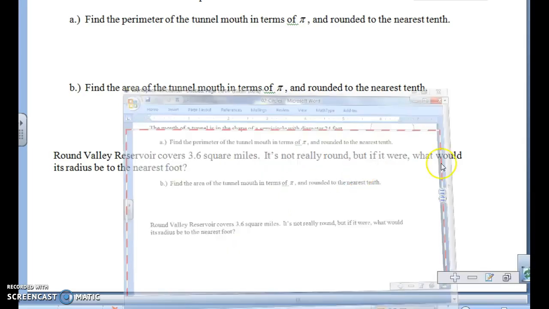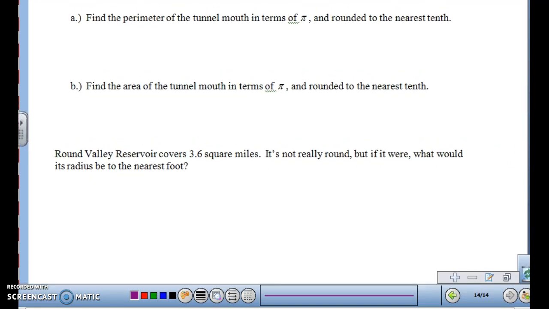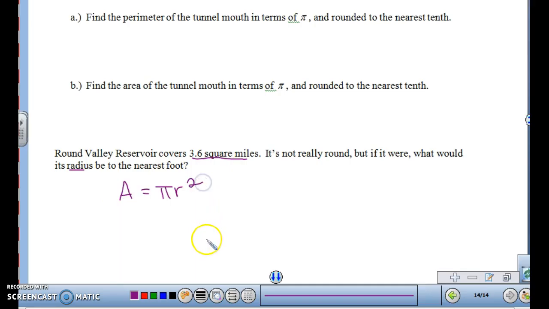All right, last question. Round Valley Reservoir covers 3.6 square miles. It's not really round, but if it were, what would its radius be to the nearest foot? Okay, since we were talking about square miles, this is an area formula. If we're doing a circle, it would be A equals pi r squared. Use your formula. It says it covers 3.6 square miles, that's the area, so the 3.6 is going to go here. Now, what would its radius be to the nearest foot? We need to know what r is.